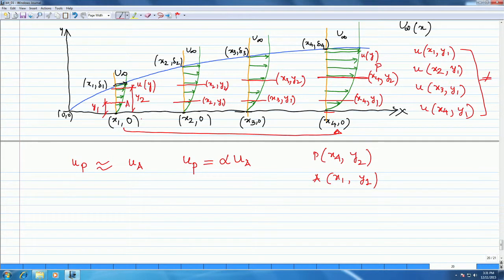This is the free stream component at the edge of the boundary layer at x4, this is u infinity. But if I take this velocity profile at x1 and impose it onto the location at x4, I am not going to get u infinity at delta. So, all I have to do is stretch this out both in the y direction and the x direction, so that I get this.